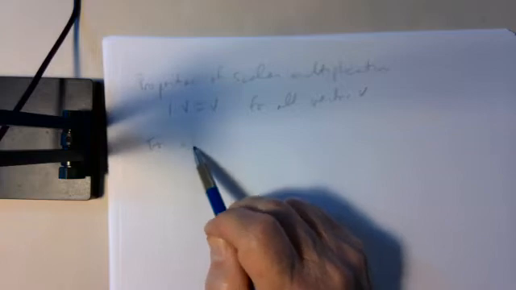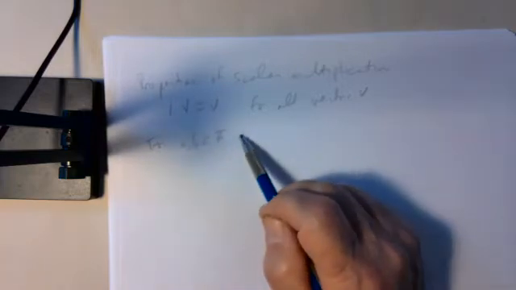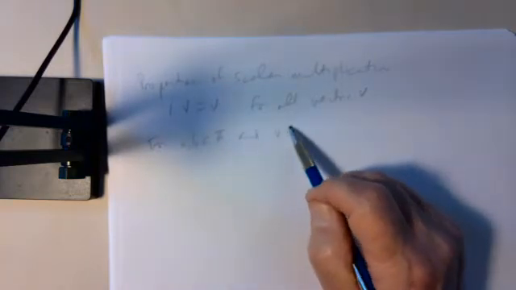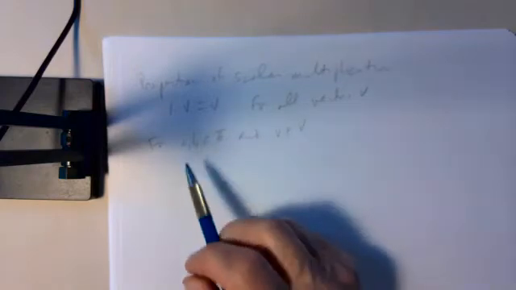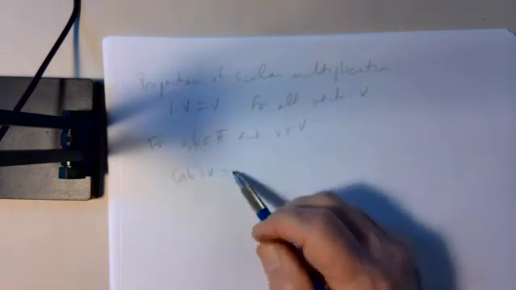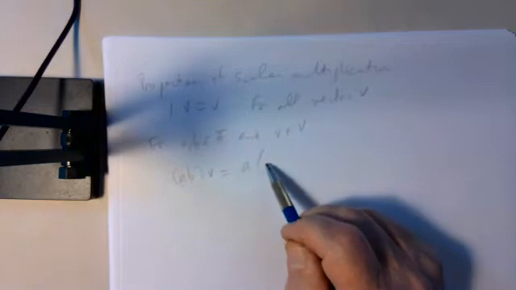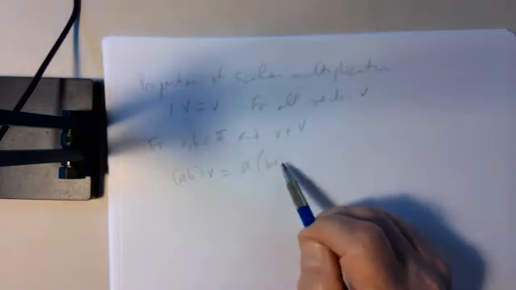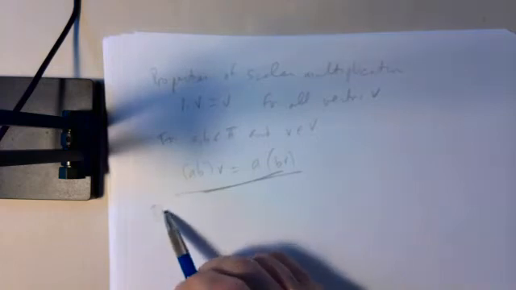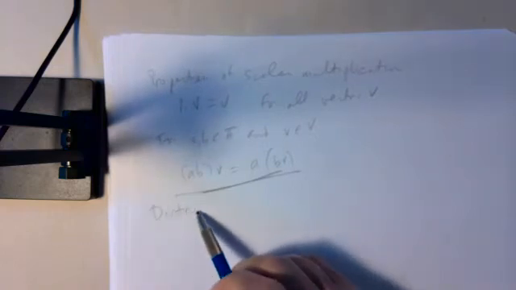For all scalars A and B in the field and V in the vector space, if you take A times B, you can multiply that in the field times the vector V. That's the same as A times multiplying that into the vector B times V. So this is a kind of associativity for scalar multiplication. And we have distributive laws.